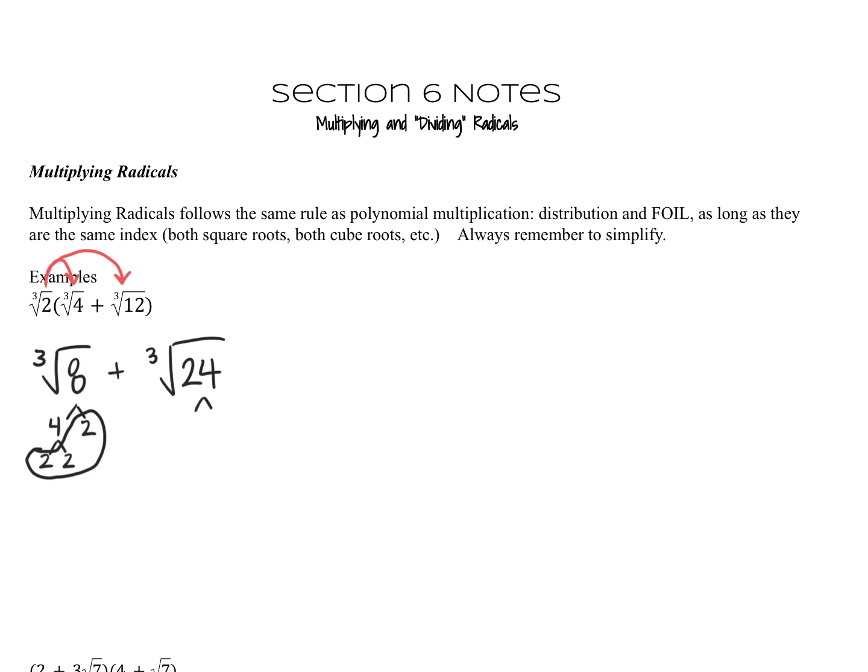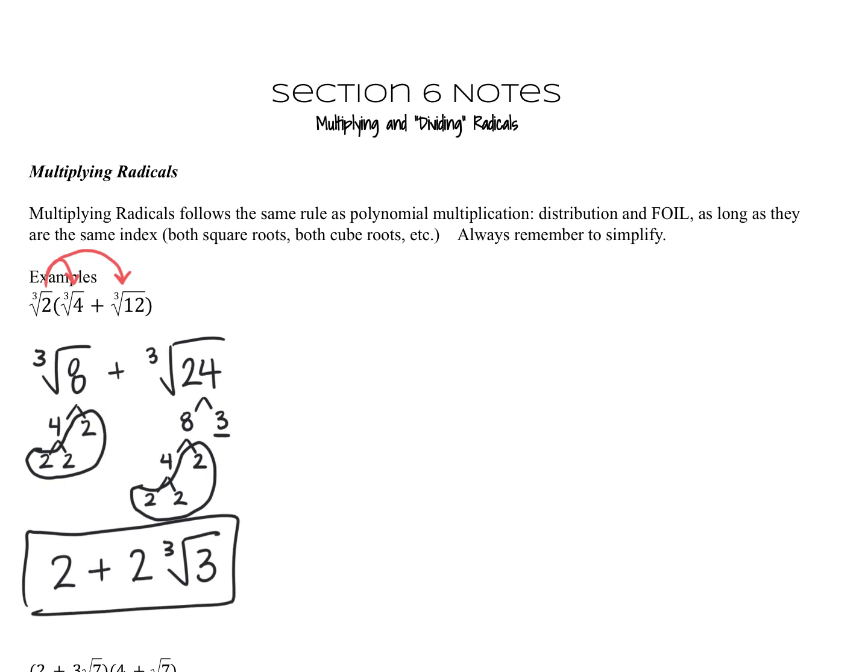So I break down 24. I'm going to break it down as 8 times 3. And then 8 breaks down as 4 times 2, and 4 breaks down as 2 times 2. So I have a group of 2's here as well, and then I have a 3 left over. So the cube root of 8 just becomes 2, nothing left underneath the radical, plus, and then I do have a 2, and then underneath my cube root I have a 3. And that is going to be the final answer.